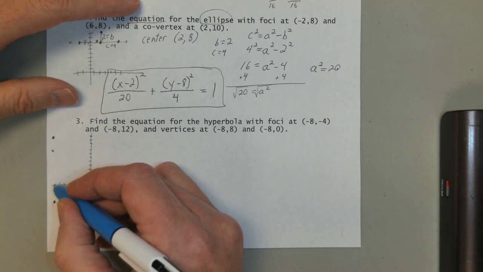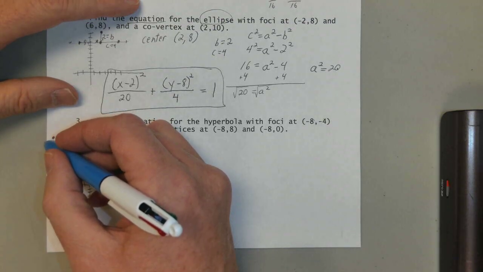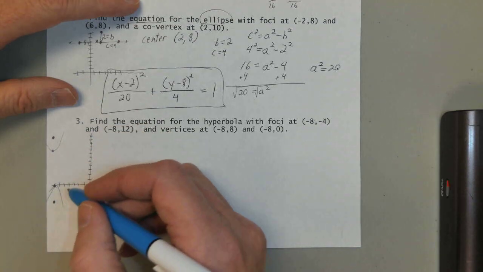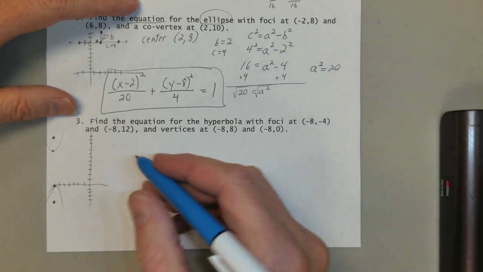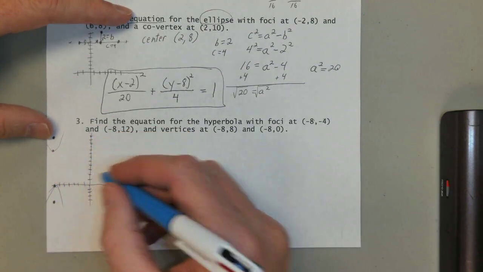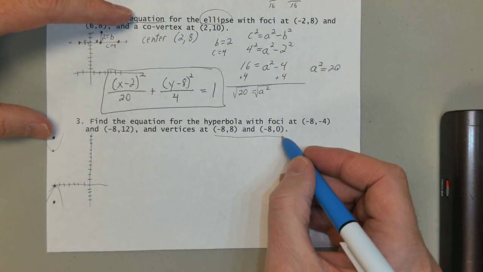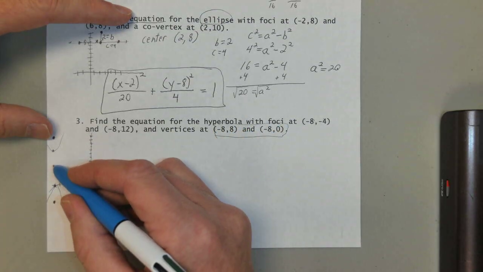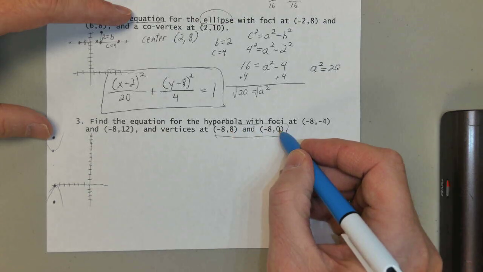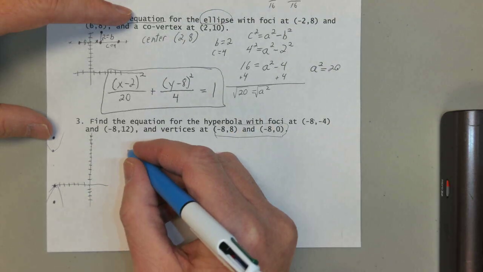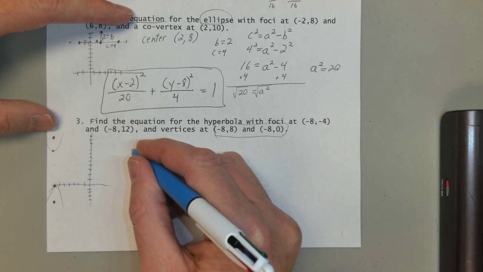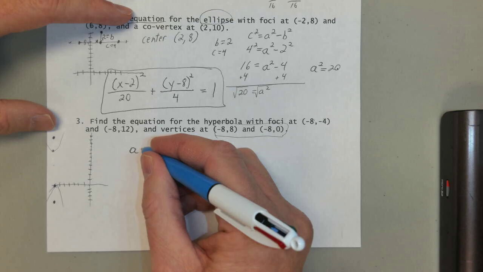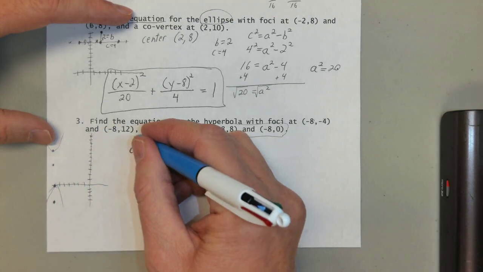The vertices are (-8, 8) and (-8, 0), right there. So our hyperbola is going something like this. And the center, let's go from the vertices. You've got -8, so it's (-8, something or other), and 8 and 0, that's 8 units apart.